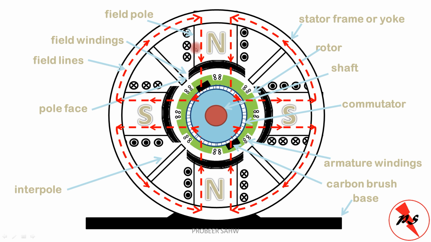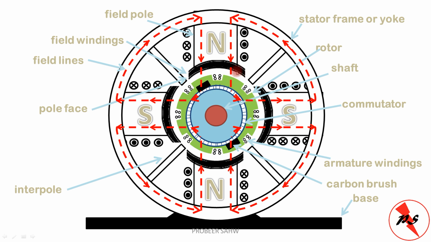When we pass current through these field windings, the direction of the current is shown by the cross and the dot. Cross means current is entering into the screen, dot means current is coming out of the screen. So these are the field windings. We pass current through them. Due to the passing of DC current and the magnetic effect of electric current, field poles will be created like this according to the direction of current in these field windings. So alternating north and south poles will be created.